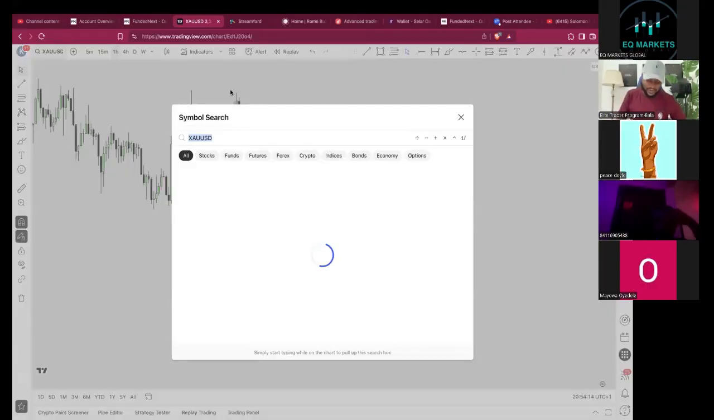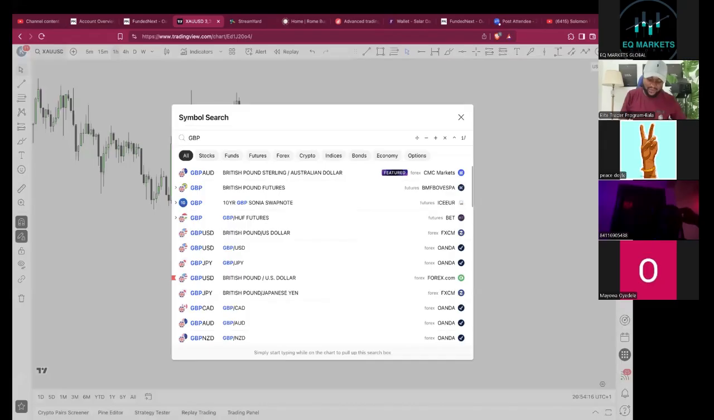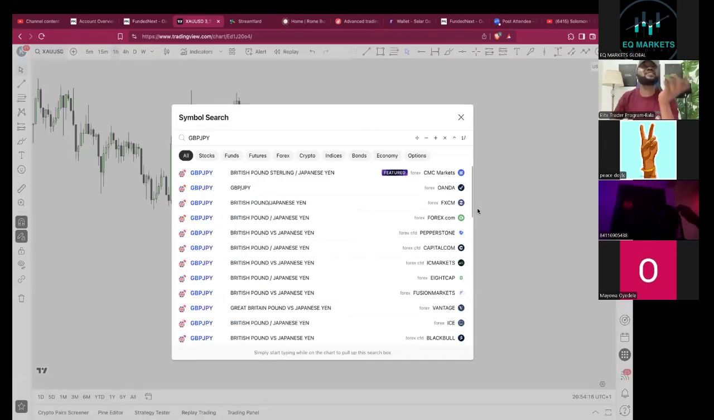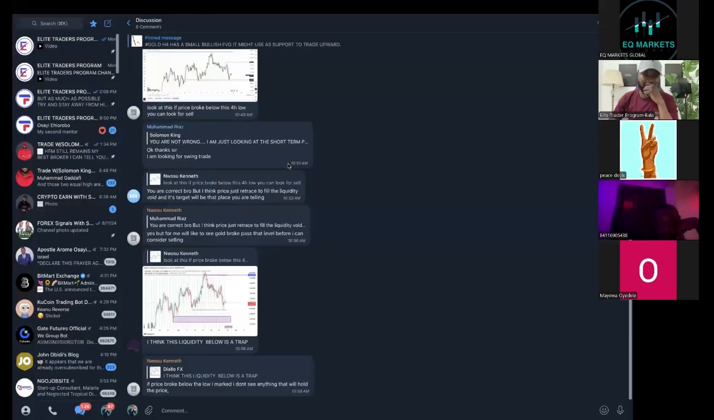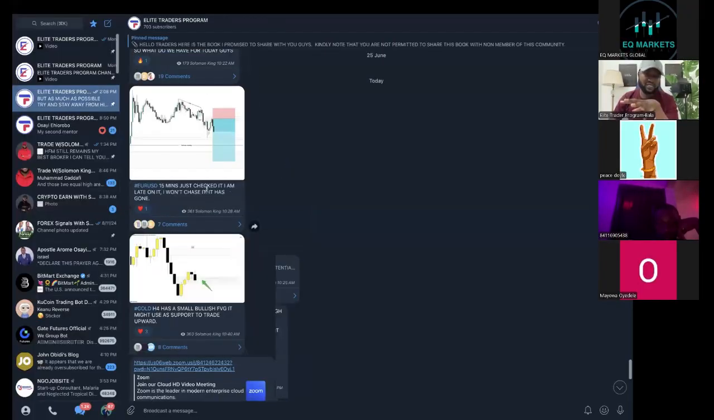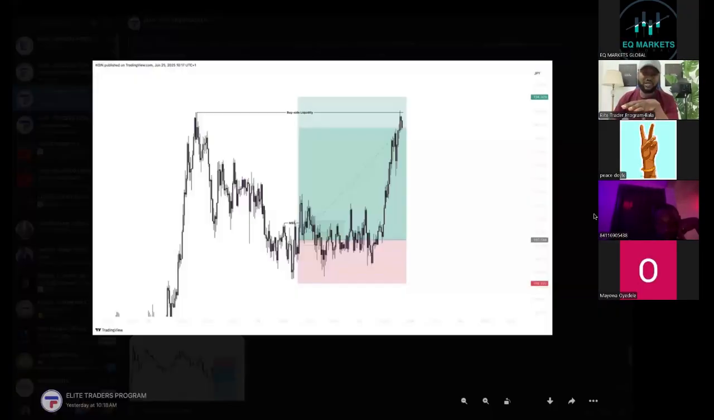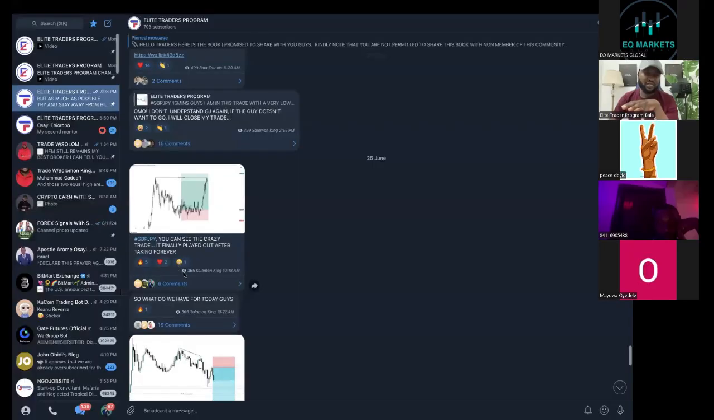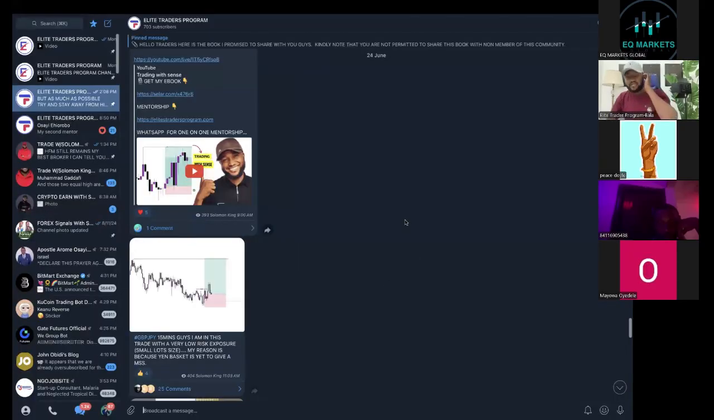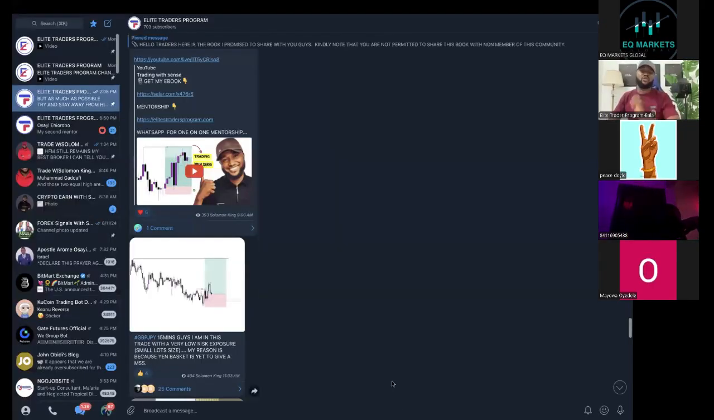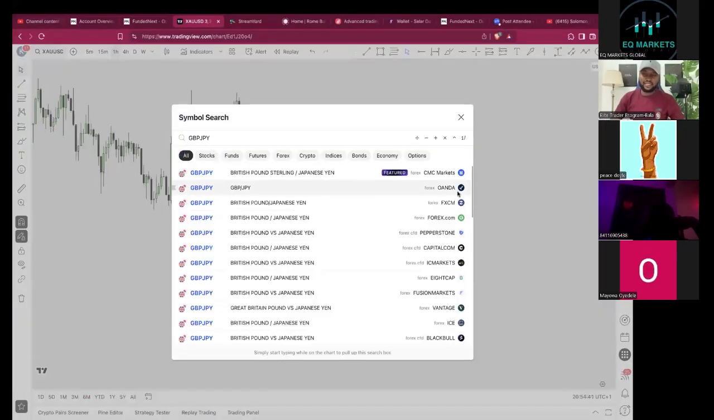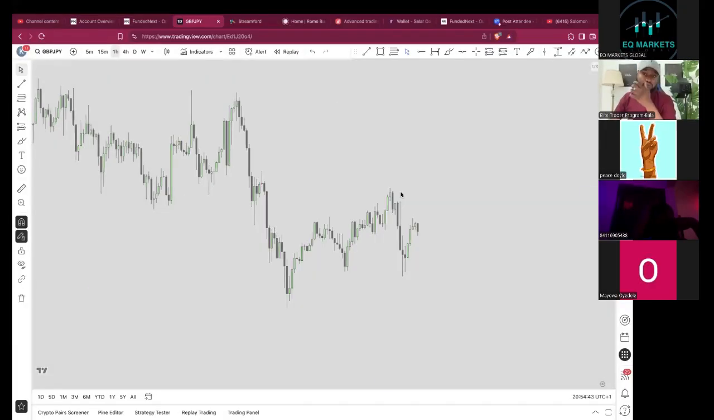Let's analyze GBP JPY. I think this should be the last thing I should do. Was it day before yesterday? I actually took a trade on GBP JPY. Let me show you the trade first. This is my private community. You can see this was the trade, but prior to that, this was the trade setup. Can you see it? That was the trade setup. But then let me go back to where I took the trade from.